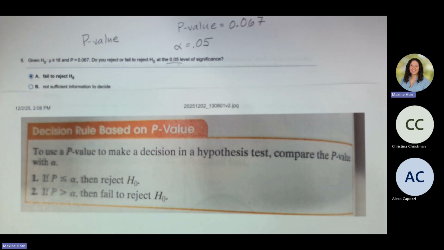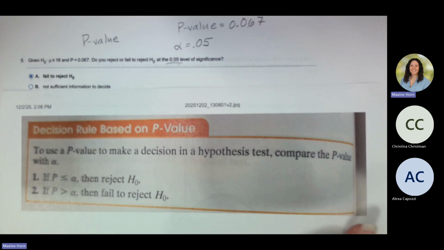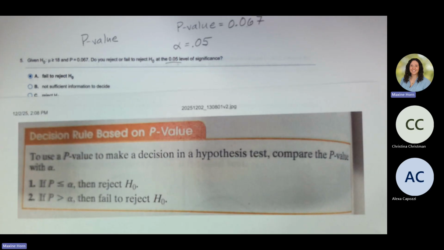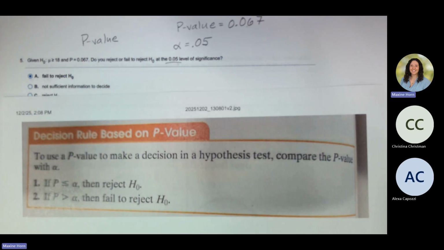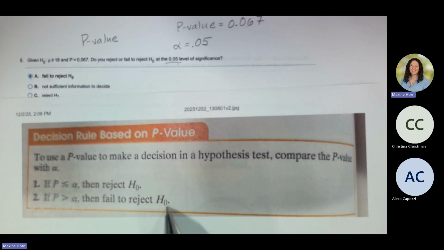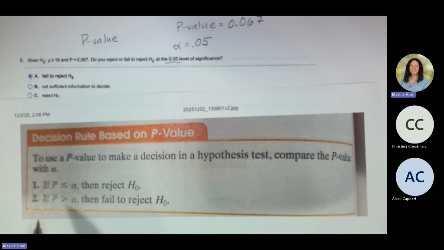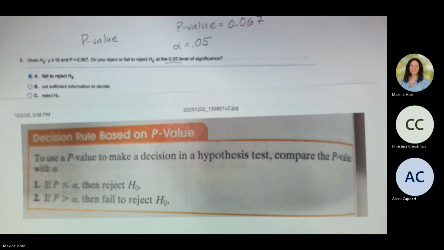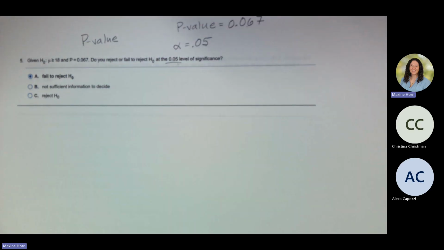Okay. So like I said, I'm going to keep pulling this sheet of paper out because we're going to keep looking back at this. When do we reject the null? When do we fail to reject the null? Okay. So in this case, we failed to reject because our p-value is greater than our alpha.